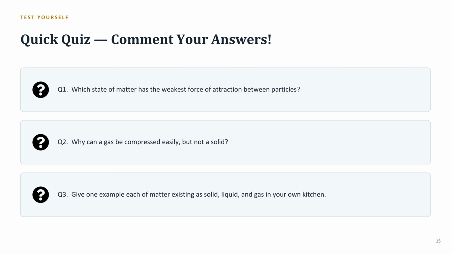Before you go, let's test your understanding. Question 1. Which state of matter has the weakest force of attraction between particles? Question 2. Why can a gas be compressed easily but not a solid? And question 3. Give one example each of solid, liquid, and gas from your own kitchen. Drop your answers in the comments below.